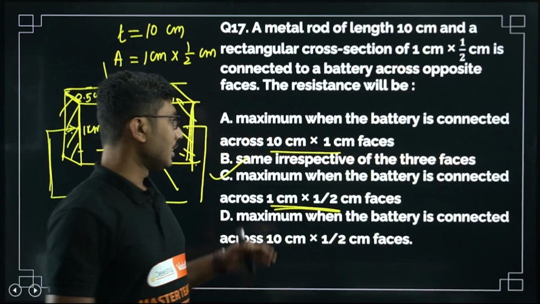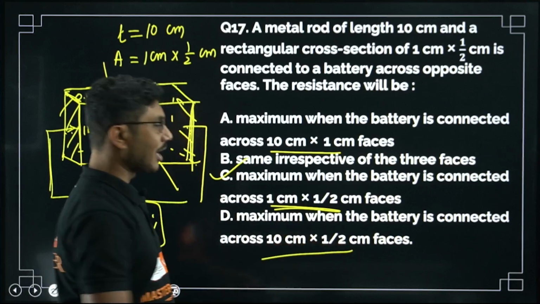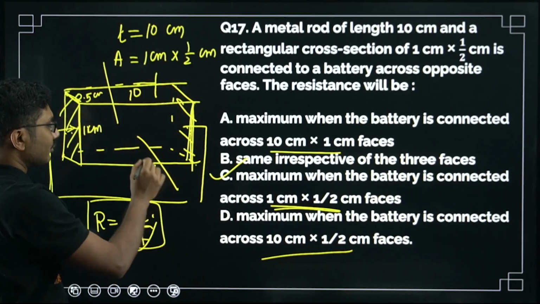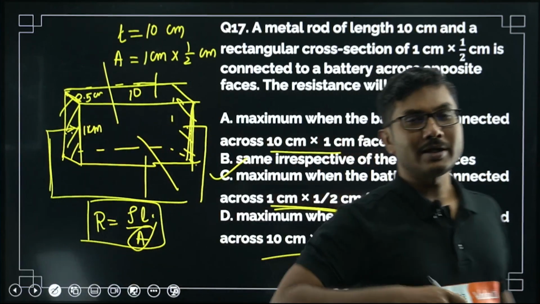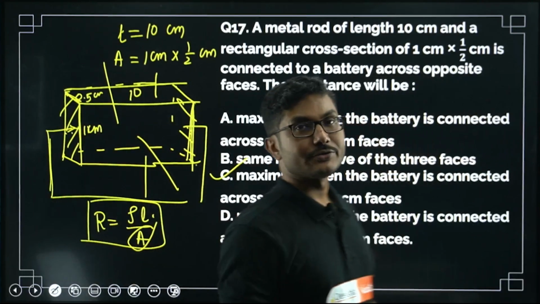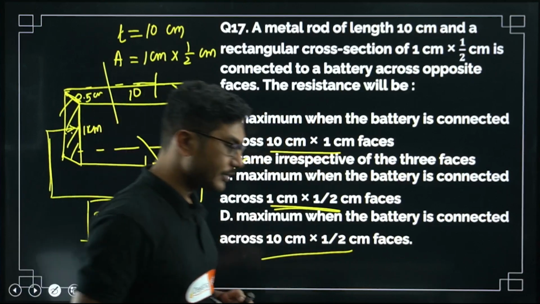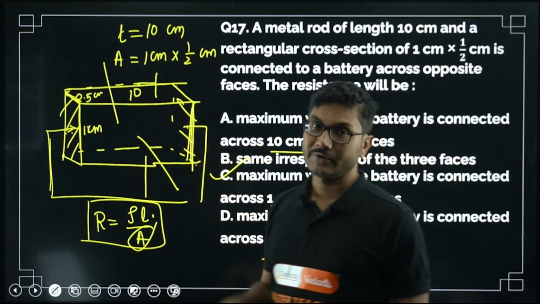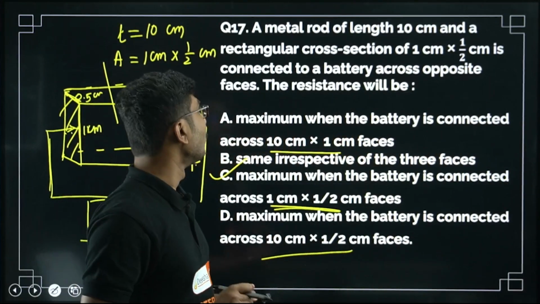So the resistance will be maximum when you connect it like this. Okay, 10 centimeter into half centimeter, again 10 centimeter into half centimeter is like this. So this will also not work, because that also has the smaller length and bigger surface area. So resistance will be less. Now you can answer the question in the comment below: when will the resistance be minimum for this configuration? Let me know in the comment below.